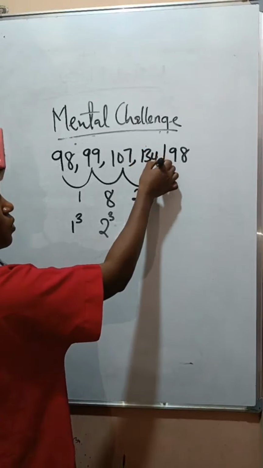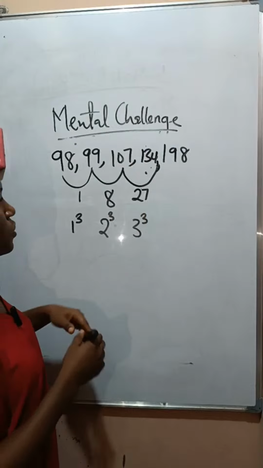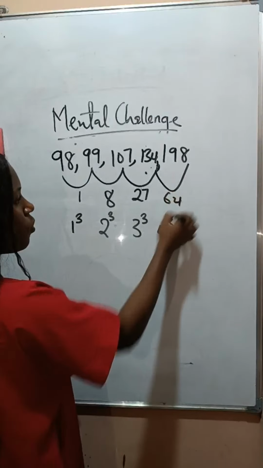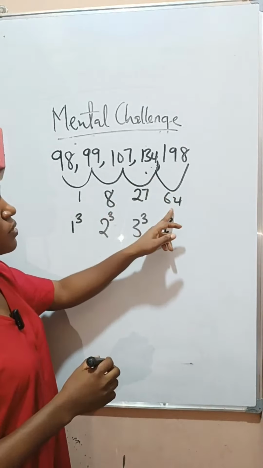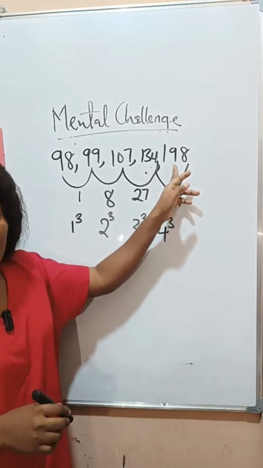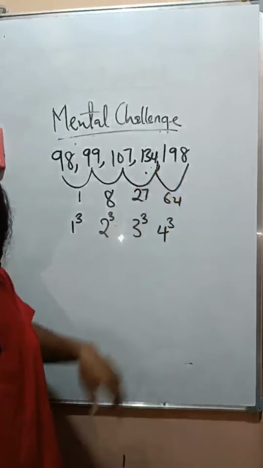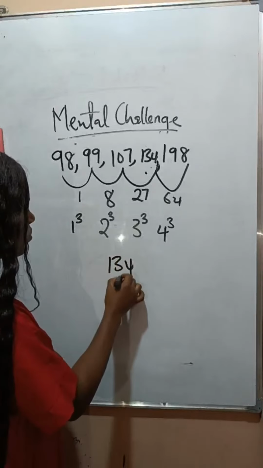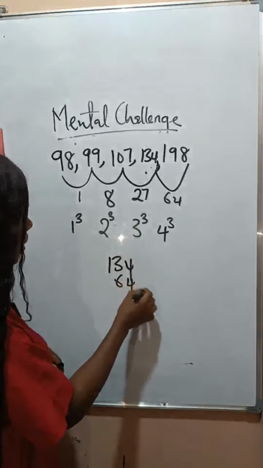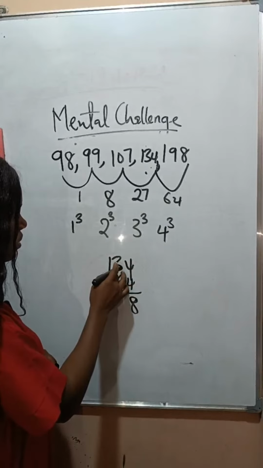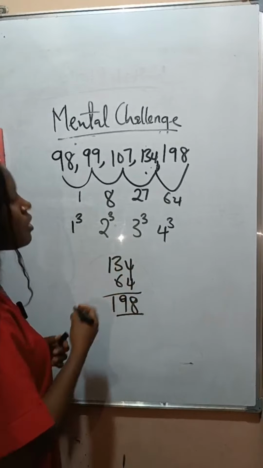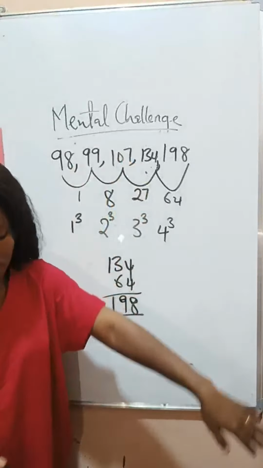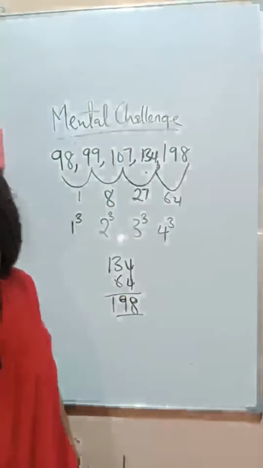Now let's see if this works. If this is 3 to the power of 3, then here should be 4 to the power of 3, which is 64. So let's add 134 to 64 to see if we get 198. 4 plus 4 is 8, 3 plus 6 is 9, and yes, that confirms that our answer is correct. So the answer is 134.